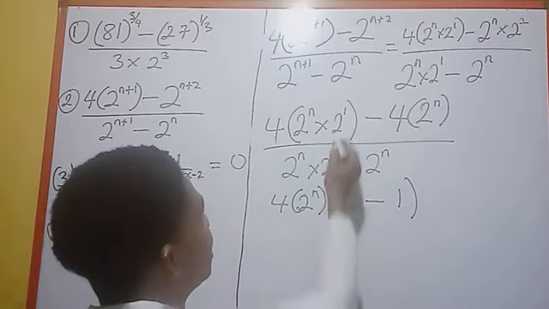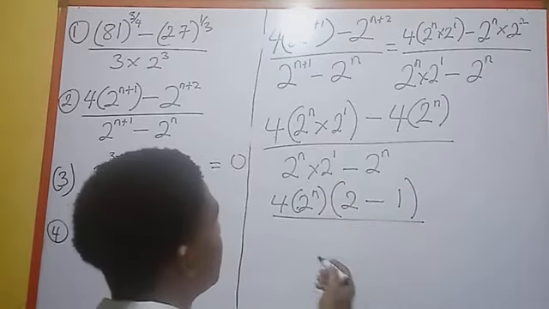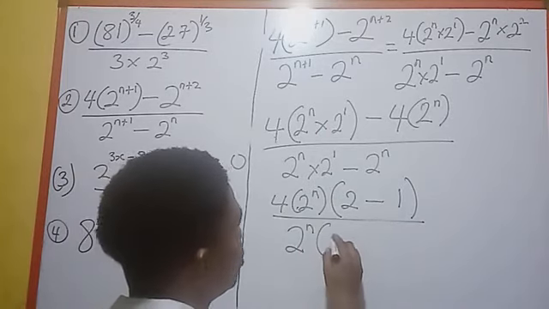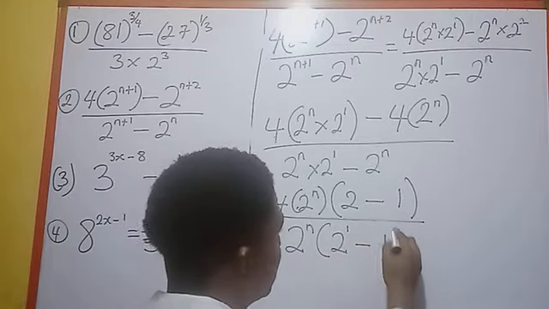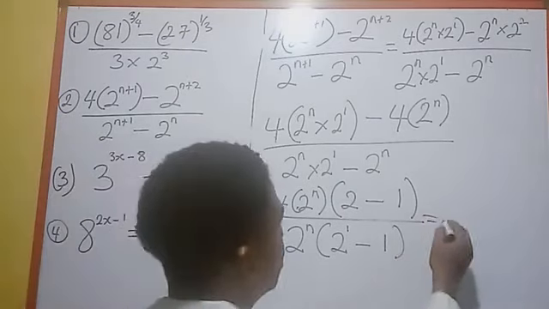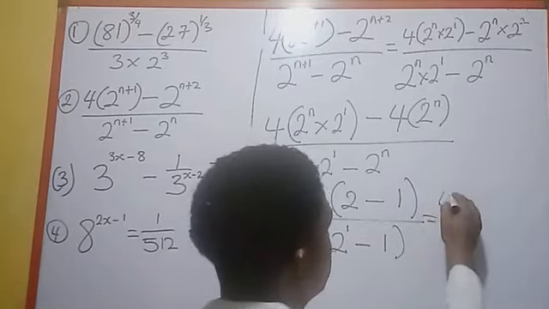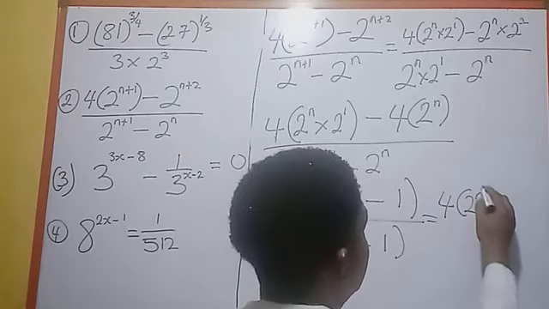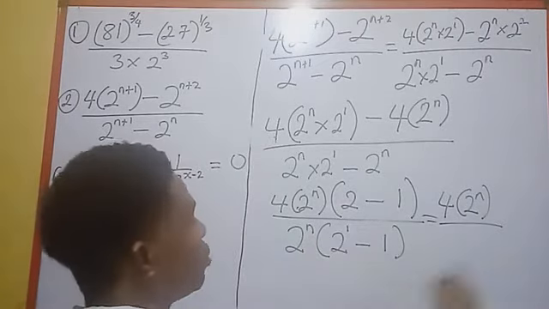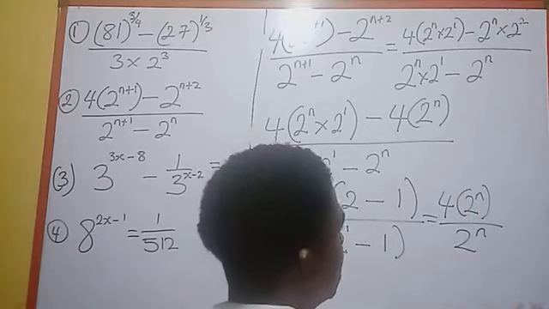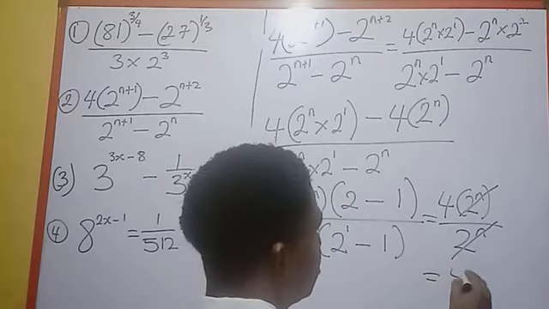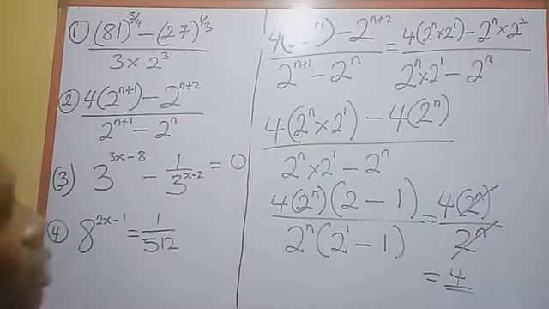So such that when you open the bracket, you get that back over 2 raised to the power n bracket 2 raised to the power 1 minus 1. Okay, you can see. And the next thing you are going to have there is 4 brackets 2 raised to the power n. This will give you 1, so no need. Over this, 2 minus 1 is 1, so no need. You have 2 raised to the power what? n. And 2 raised to the power n will cancel 2 raised to the power n. So our answer is what? 4. I hope that is understood.